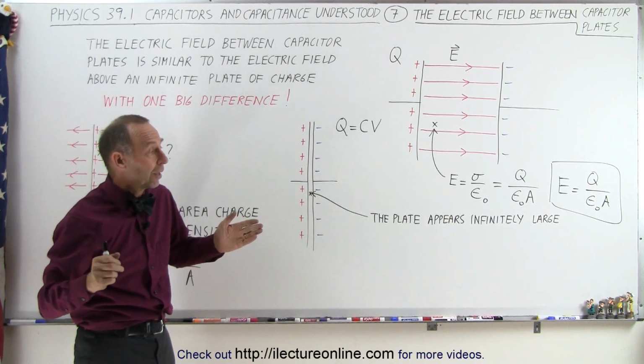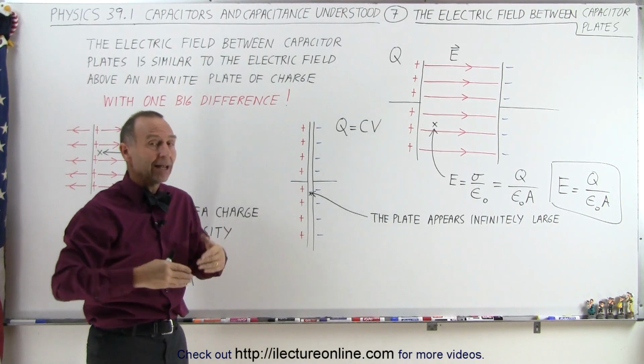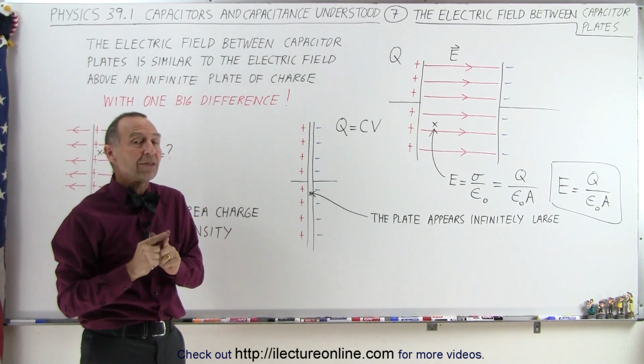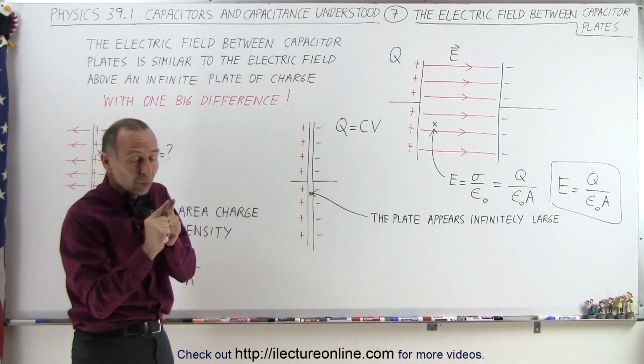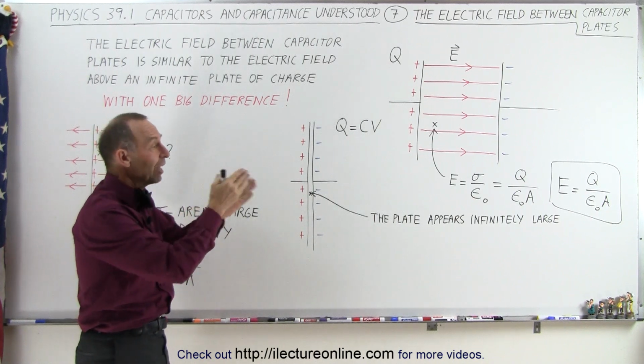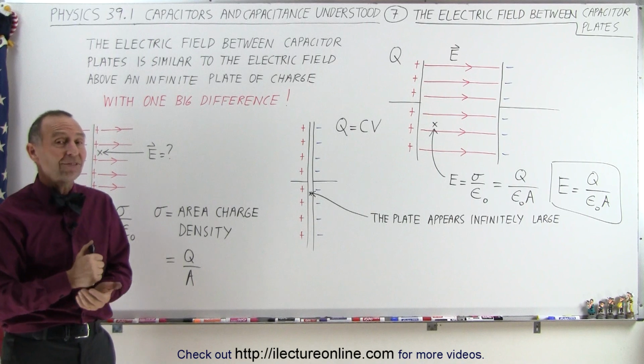Notice it doesn't depend on anything except two things: how much charge is on the plates and how big the plates are. It doesn't depend upon the distance between the plates. Again, that's assuming that the distance is really small, so that any small variation in that distance really does not have any effect on the overall electric field between the plates. And that's how we know.